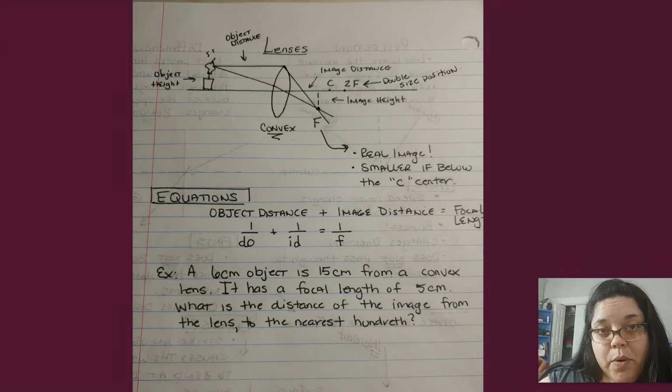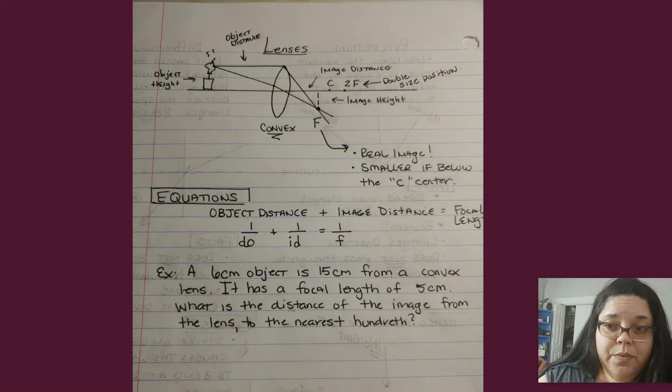So here's an example question. A 6 centimeter object is 15 centimeters from a convex lens. It has a focal length of 5 centimeters. What is the distance of the image from the lens to the nearest hundredth?